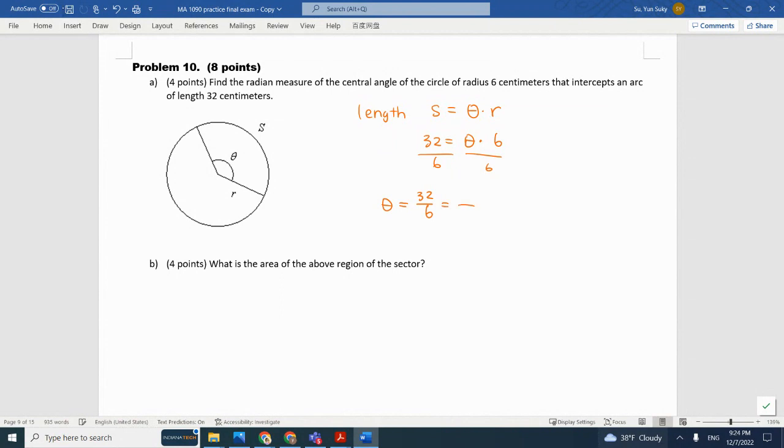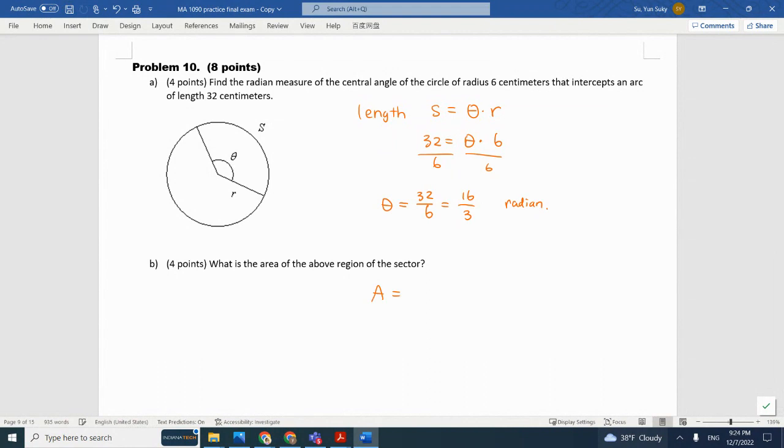And the common factor is 2. So 32 divided by 2 is 16, so 16 over 3. That is the theta. And this is not degrees, this is radians. Okay, so usually the ratio of length gives us radians. Okay. And what is the area of the region of the sector?